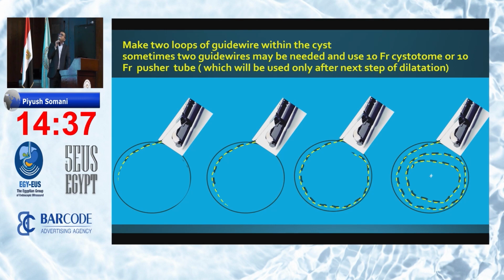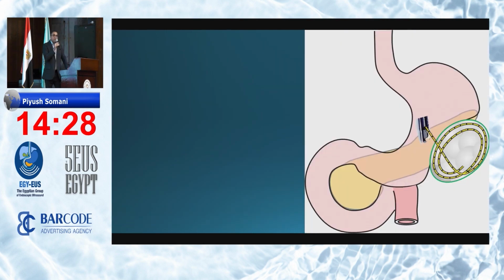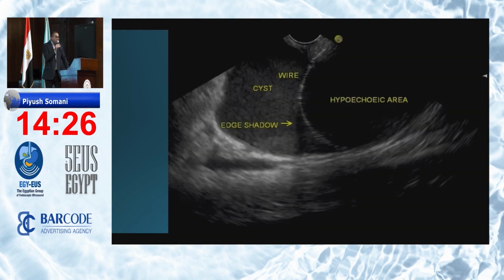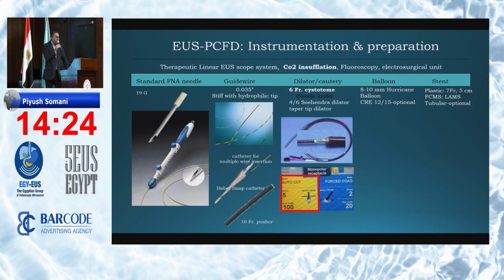Sometimes 2 guide wires may be needed, and use of 10 French cystotome, or we can use a 10 French pusher tube to put 2 wires to put 2 stents. So two loops is always the best, and this is the way the wire looks inside the cyst.